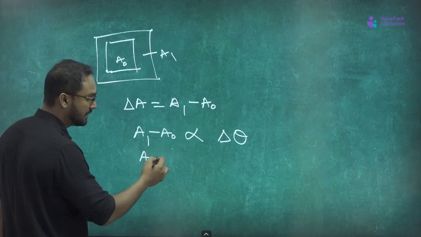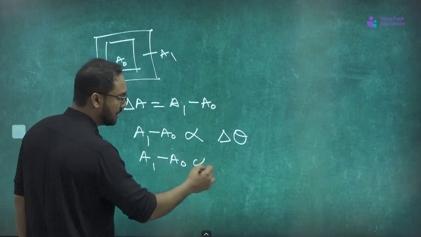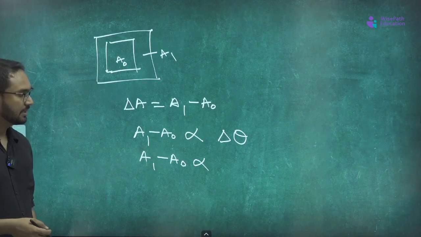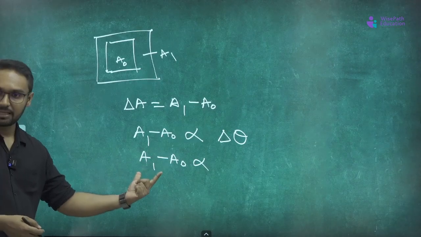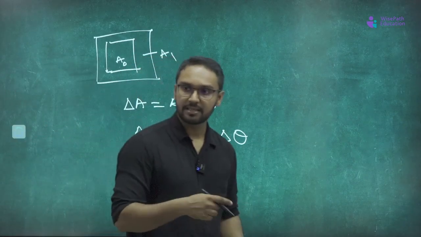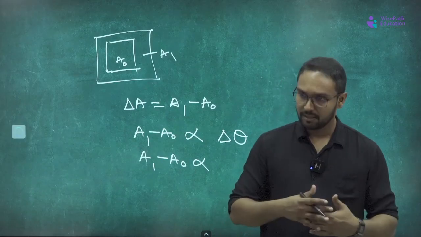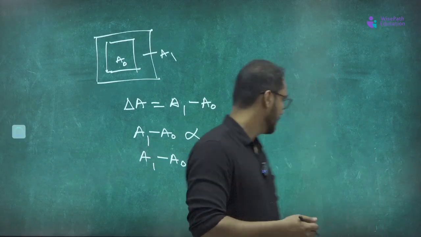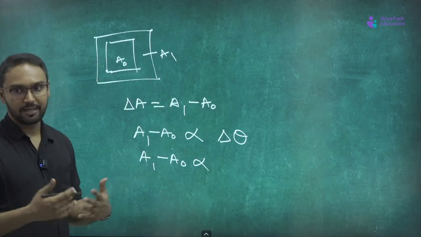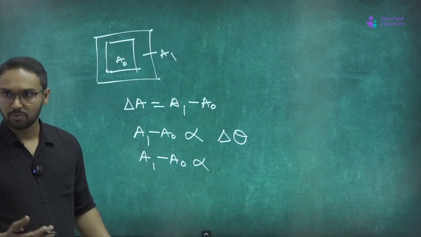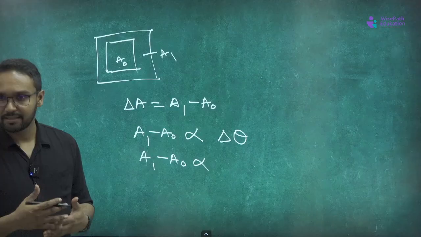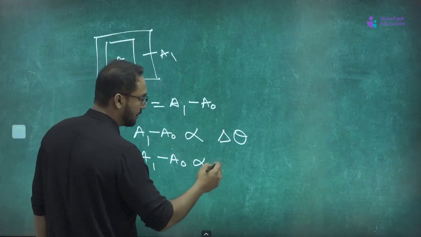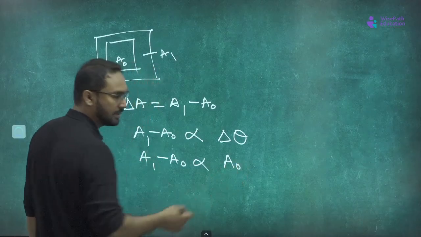Initial area, isn't it? The initial area. So greater the initial area, once the heat is supplied, greater the expansion that is occurring. So the large areas expand more. The small areas expand less. So A1 minus A0 is proportional to the initial area.